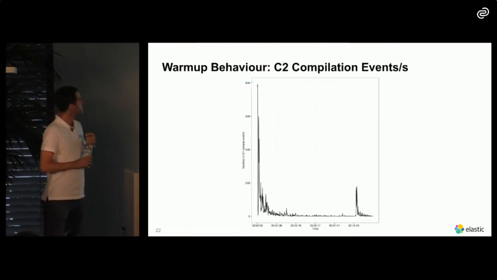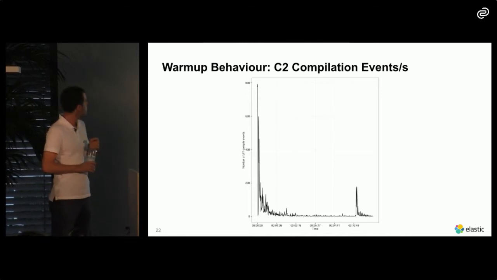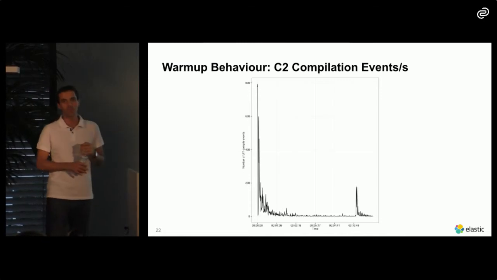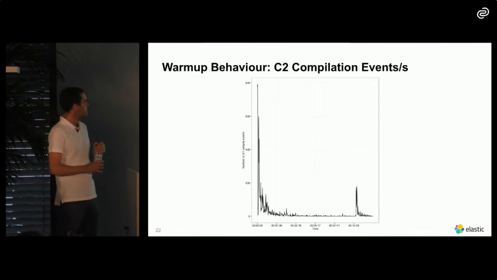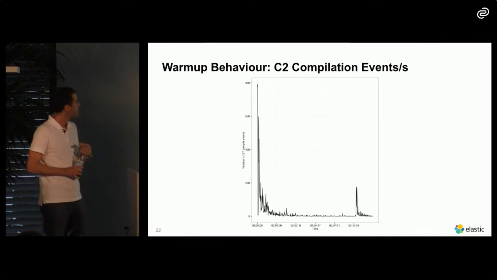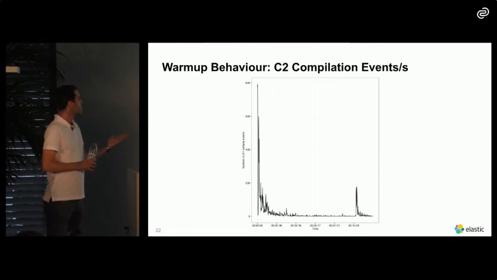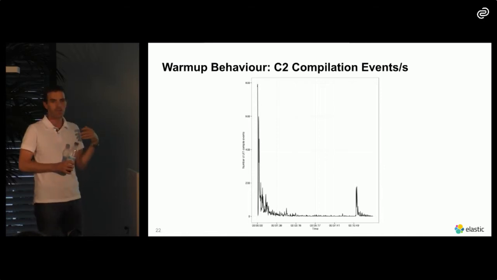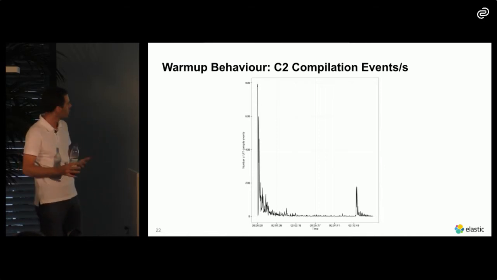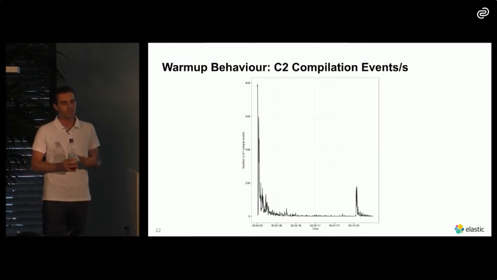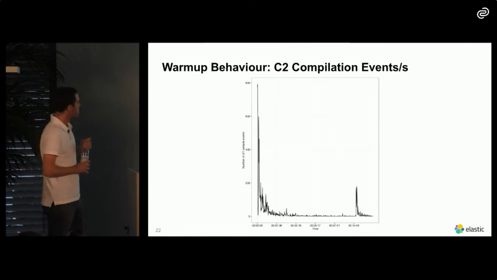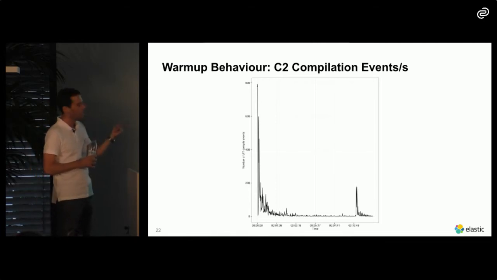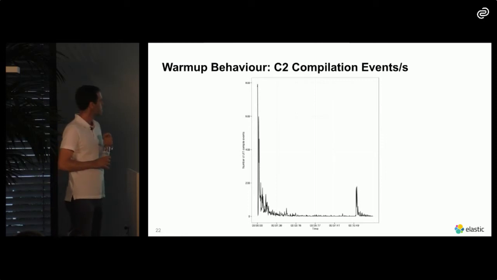Here's a diagram showing the number of C2 compilation events per second. C2 is the server compiler, basically, the one that gives you the real performance. And what you can see here is, right after the start of the benchmark, we have almost 800 compile events per second. And if you start to benchmark in this phase, in the first 3 minutes, you just get bogus results, right? You probably wonder about the second spike around 10 minutes.